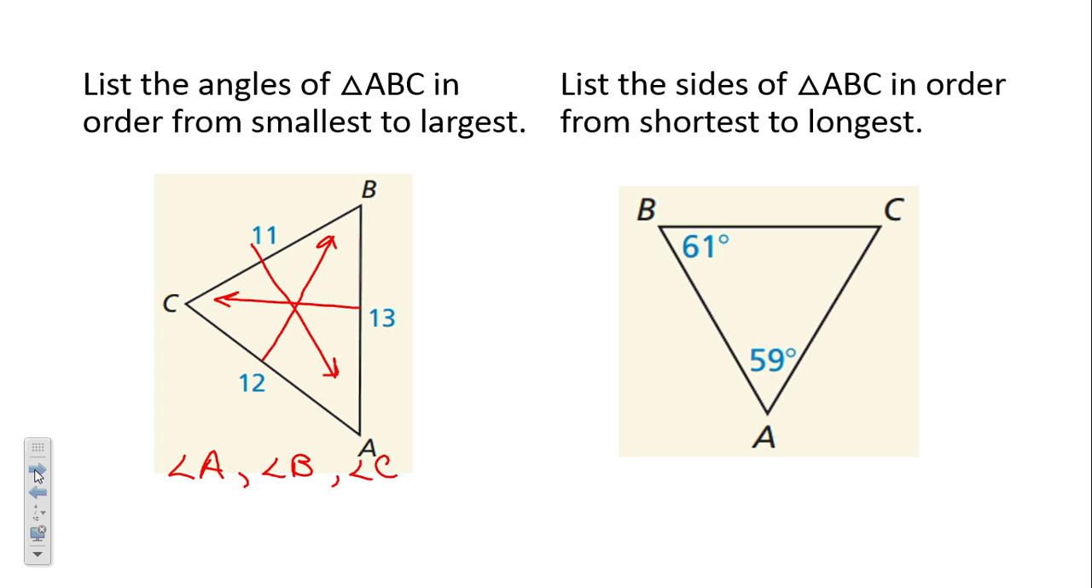Okay. What do we do if they only give us 2 angles? Yep. Subtract their sum from 180 to find the third angle. You've got to know all 3 angles. Okay. Add these up. 61 and 59 is how much? 120. 180 minus 120. Now that we have all 3 angles, we're ready to list the sides from smallest to largest.